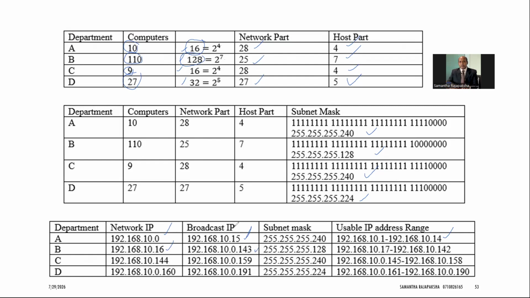How do you get this number? Add the 128 to the previous number, because this one gets 128 addresses. Then you can see the usable IP address range is 17 to 142. The next one is 144 to 159, because that needs 9 machines, 16 IPs. What you should do is add 16 to 143. The last one needs 32 IPs. What you should do is add 16 to 159. Then you get this, and then you can define the usable IP address range.